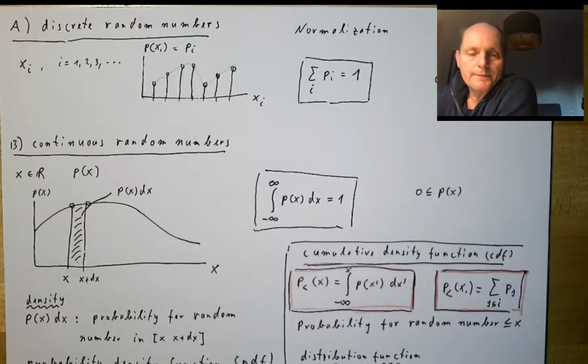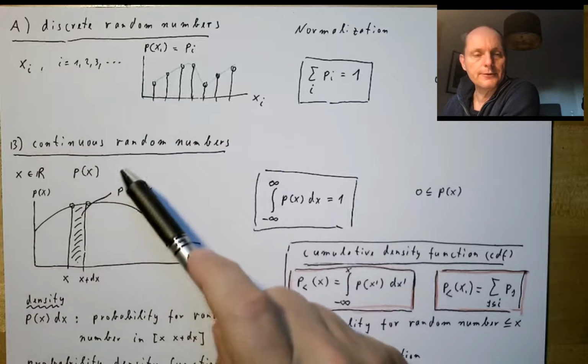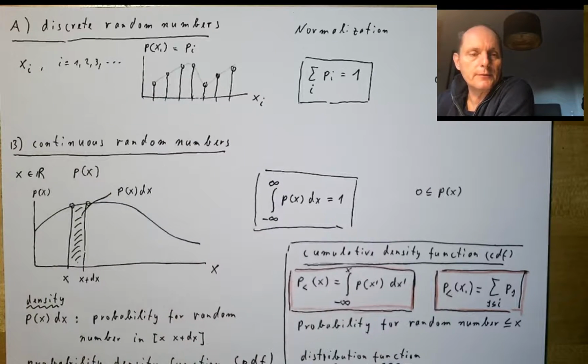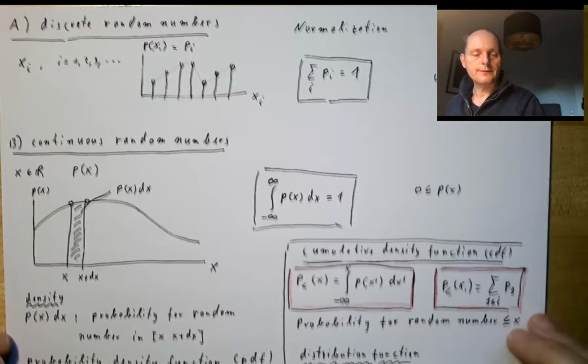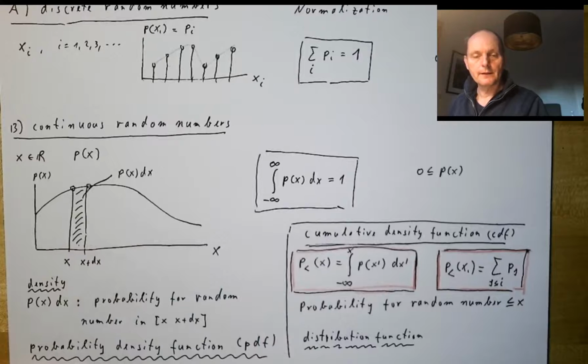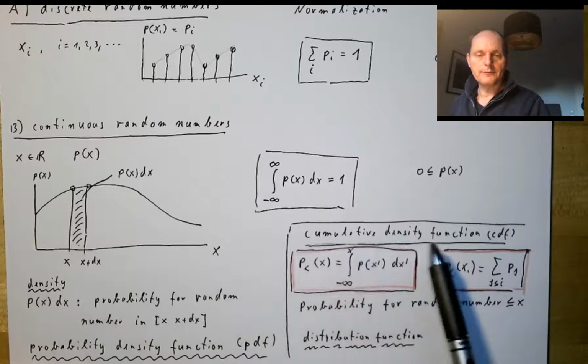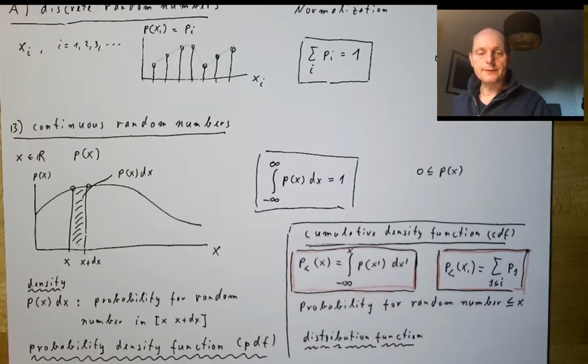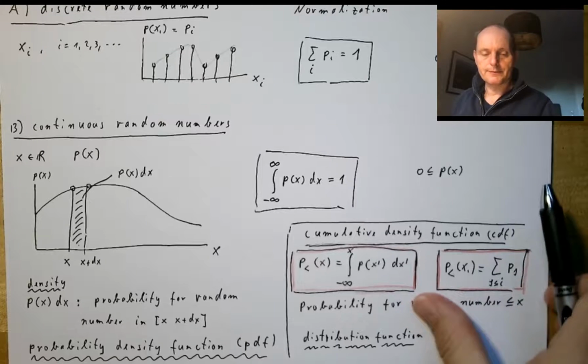Hello, welcome to video 7 in the Advanced Mathematic Modeling. In the last video we looked at discrete and continuous distributions of random numbers. We have seen that we can visualize the distribution either by the probability density function or by the cumulative density distribution, and in this video now I want to give some examples.